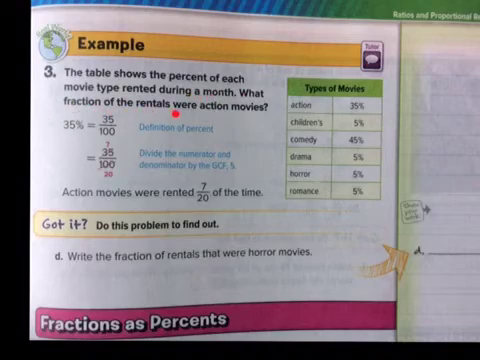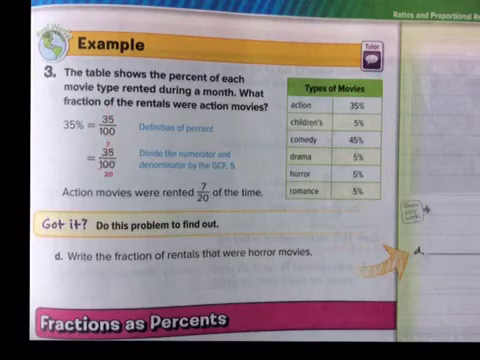What fraction of the rentals were action movies? So we have action, children's, comedy, drama, horror, and romance. And you see that they're all percents. They're all out of 100. And they're asking you which one were action movies. Action movie was 35%.